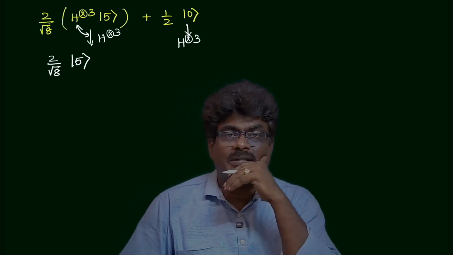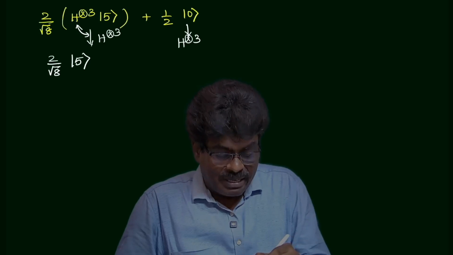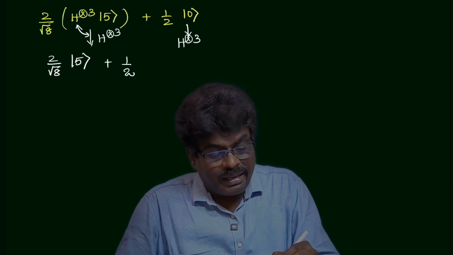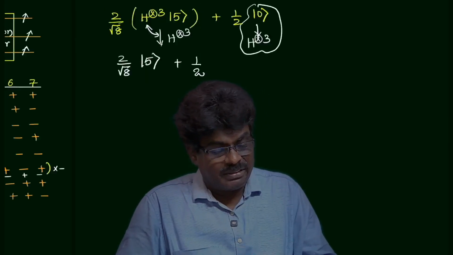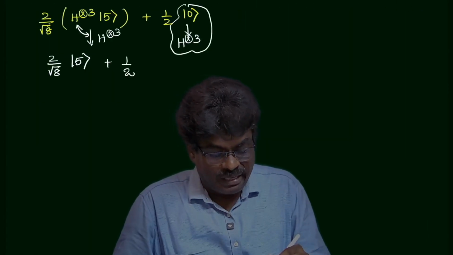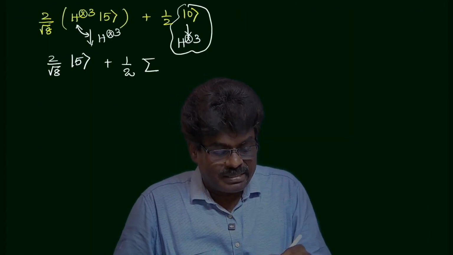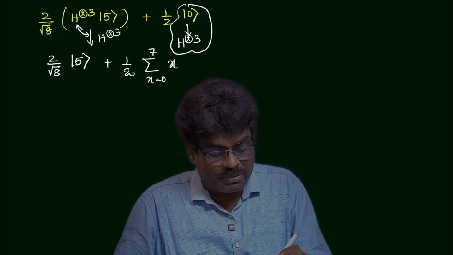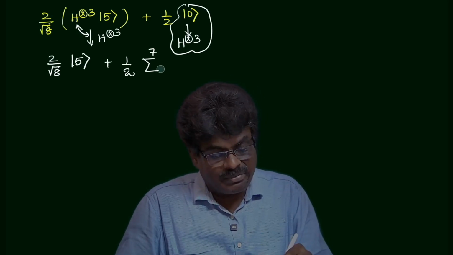We got the target state, plus now this also no need to worry, 1 by 2. Okay, and H tensor 3 operates on 3. So I hope you know all phases are positive only. So that's why we can write this as summation over x, where x is equal to 0 to 7. But the normalization factor will be there.